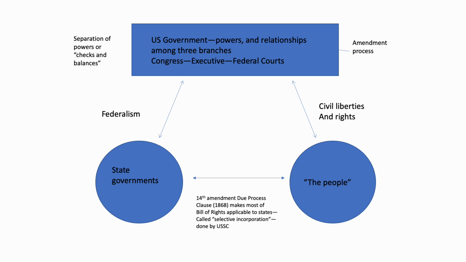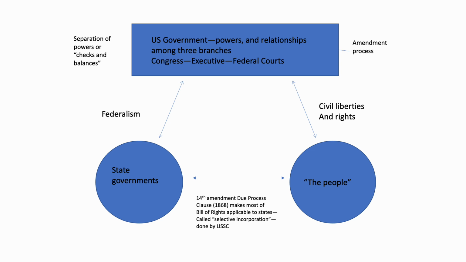And now this is something I want to emphasize. This diagram shows another arrow going left and right between state governments and the people. Point being here, the Bill of Rights originally did not limit state governments. Very important thing for you to understand. The Bill of Rights only limited the national government, and it was put there because of part of a promise that was made during ratification debates.